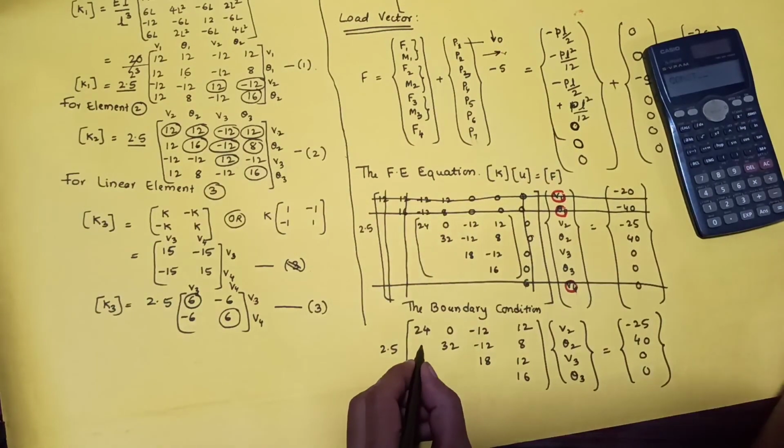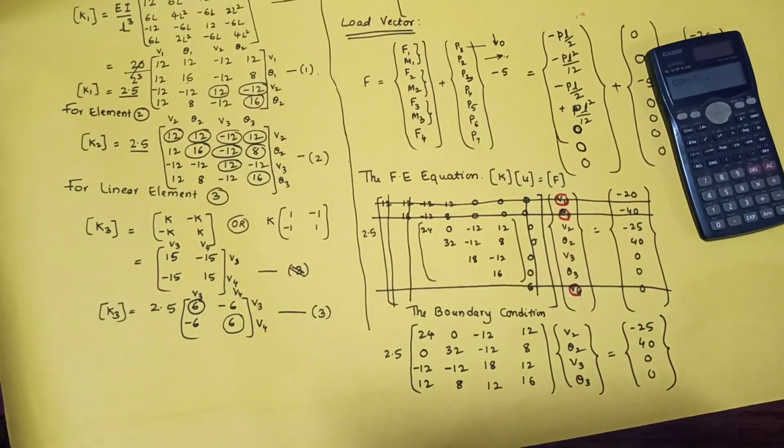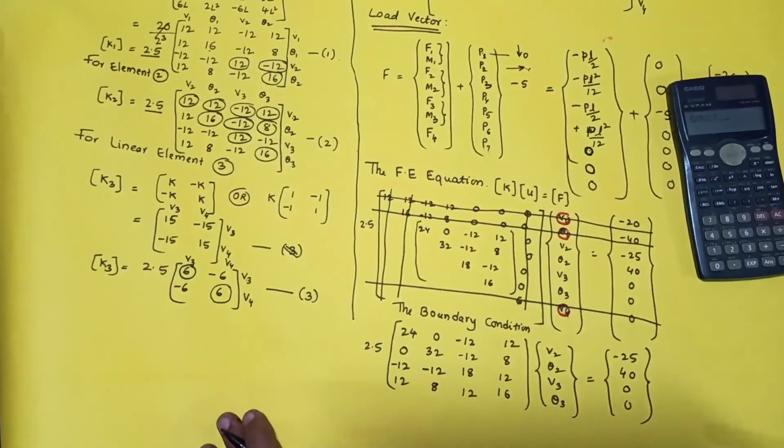So what will be here? It will be 0, minus 12, 12. If it is symmetric, it will be minus 12 and 12 will be here, 8 will be here. So this is the matrix, it is completed now.